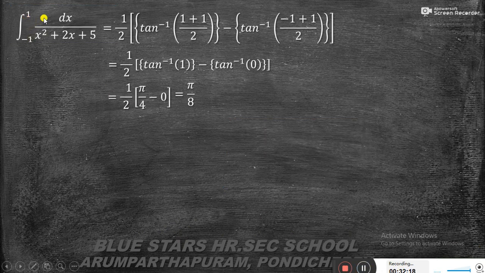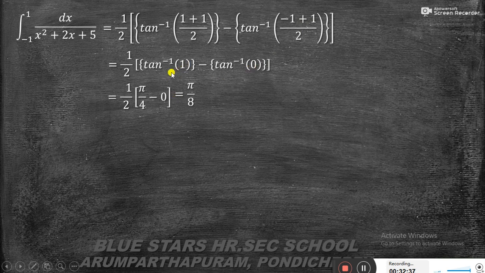So the integral from -1 to 1 of dx by x² + 2x + 5 equals 1/2 [tan⁻¹((x+1)/2)] from -1 to 1, which is 1/2 [tan⁻¹((1+1)/2) − tan⁻¹((−1+1)/2)]. So the next step: 2 by 2 means 1. So tan⁻¹ 1 minus tan⁻¹ of (−1+1), which means 0. 0 by 2 means 0.